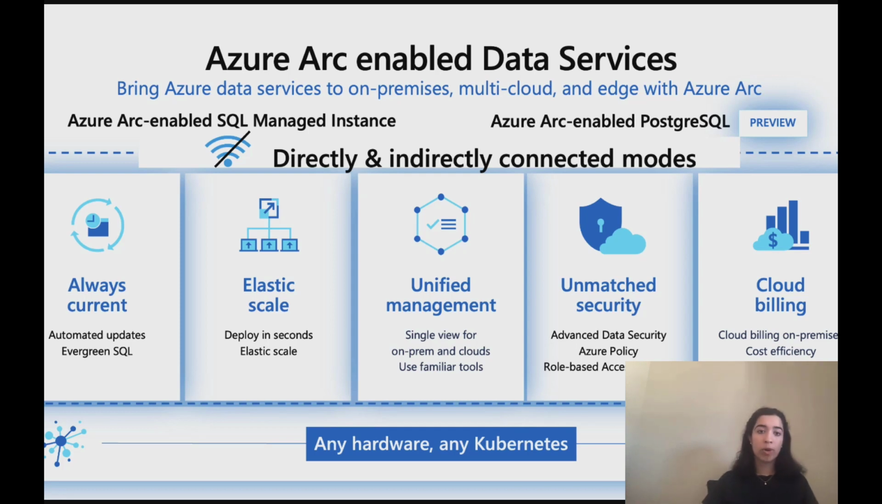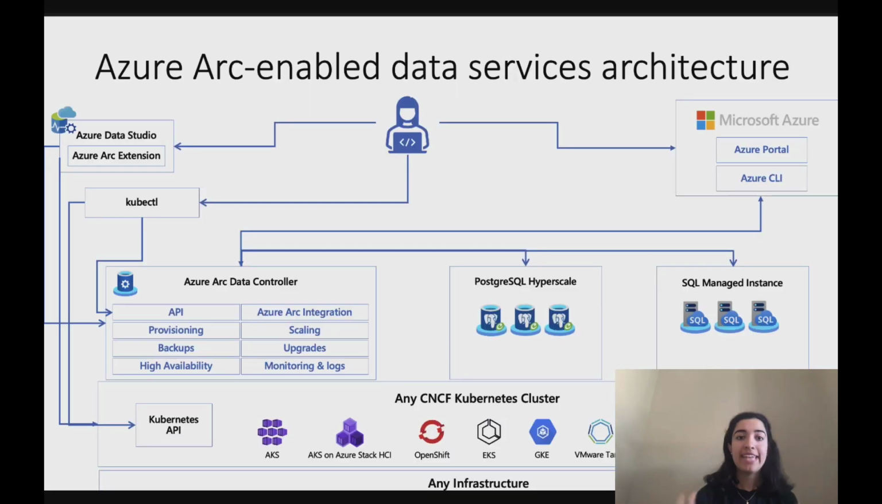We will talk more about what each of these are today, but at a high level, directly connected mode means, I want to be connected to Azure at all times, and indirectly connected mode means I can't be connected to Azure at all times, but I still want to access all of these benefits. And then again, we support all of the popular Kubernetes offerings, and we do this on any hardware that the customer brings. Now let's dive into and talk about the Azure Arc-enabled data services architecture at a high level.